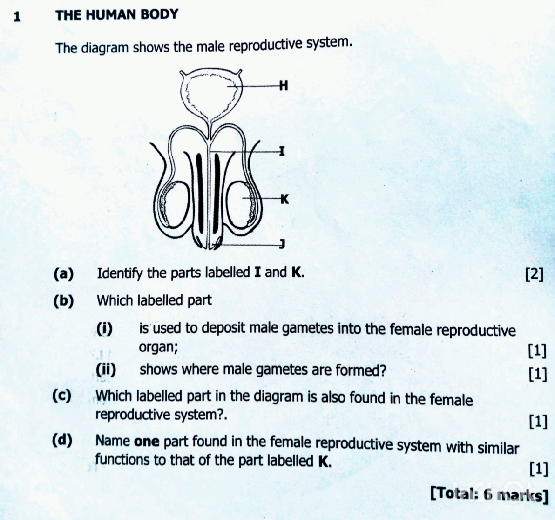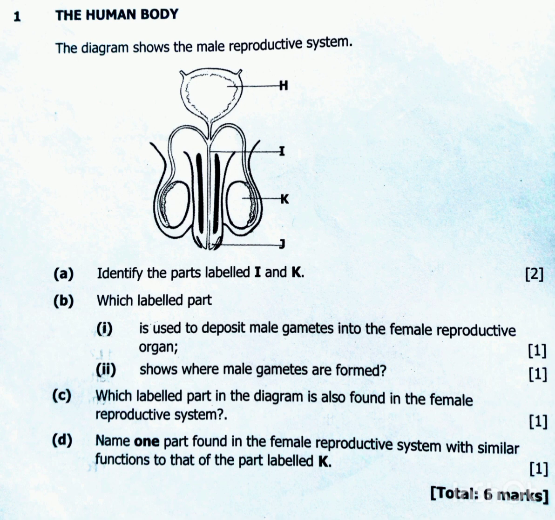Question B, Roman numeral 1: which labeled part is used to deposit male gametes into the female reproductive organ? The part responsible for depositing male gametes, or sperm cells, into the female reproductive organ is the penis, which is part J. So the answer is J.